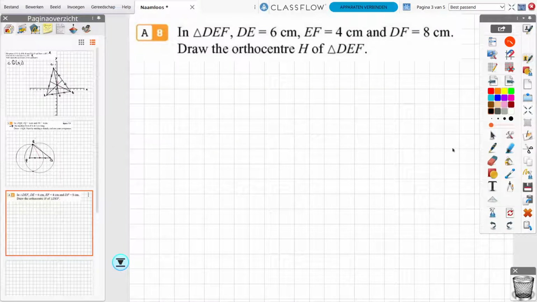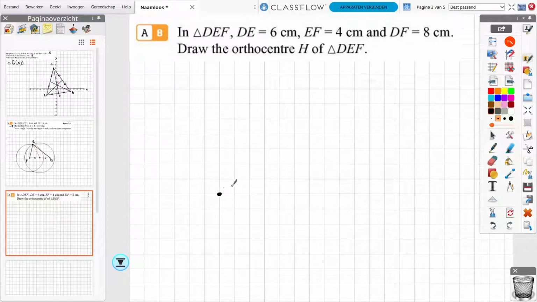Welcome everyone to the video about exercise 8 of chapter 7.1. We're going to draw a triangle DEF. The dimensions of the three sides are given, and afterwards they want us to draw the orthocenter H of this triangle. Okay, again, if they start out like this, I would just start by drawing the first thing that they give you.